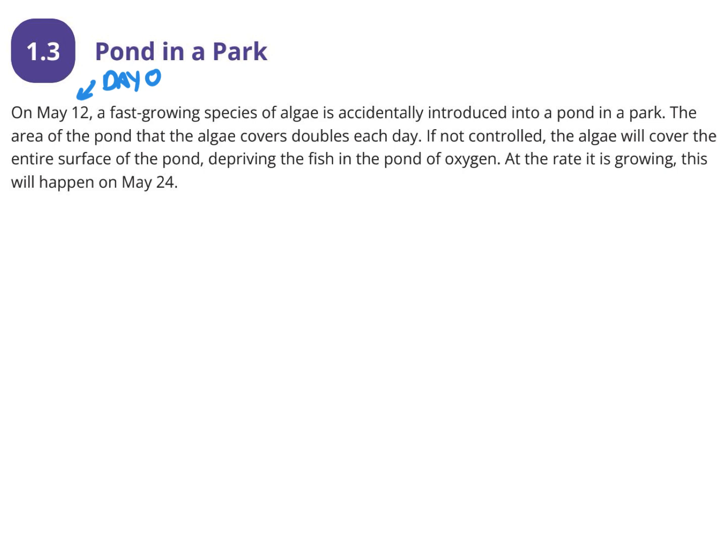So now the area of the pond the algae covers doubles each day. So this is important. Doubles. This is a math word. Each day. So this tells us times 2 each day. This is our time period. If not controlled, the algae will cover the entire surface of the pond on May 24th. So now from May 12th to May 24th gives us 12 days. In 12 days, the pond will be entirely covered.